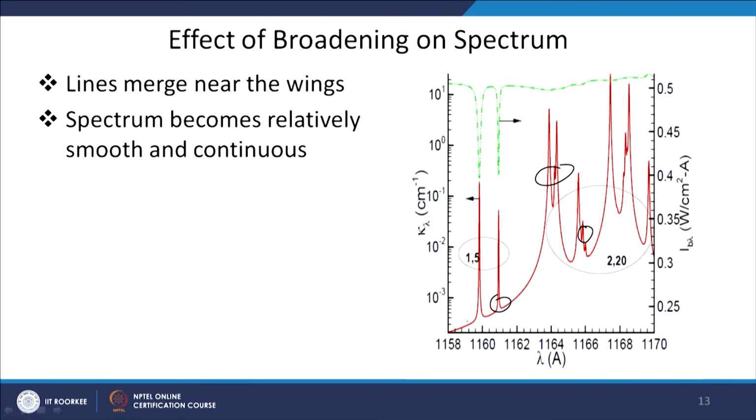So, they have merged into each other due to the effect of this Doppler and collision broadening, and the spectrum becomes relatively smooth. So, this is a smooth part of the spectrum between the lines, otherwise the lines are very erratic, and you see that the calculation of absorption coefficient is very difficult for this type of lines.